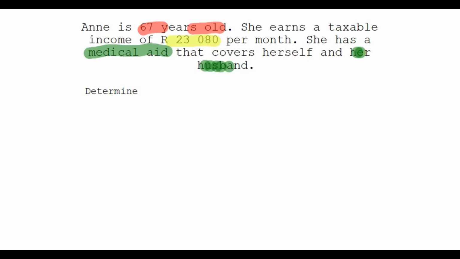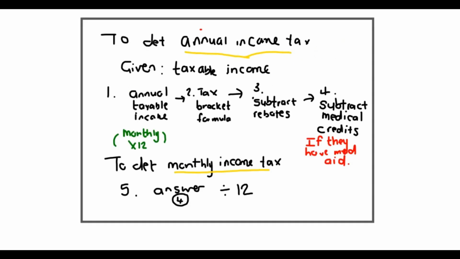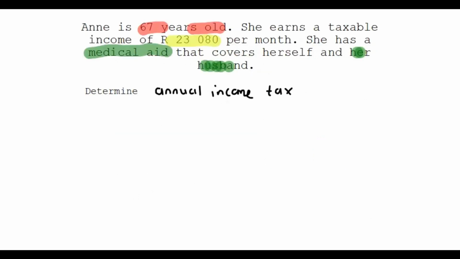So I want to write the question with you. The question here would be: determine Anne's annual income tax. So we want to know how much tax does Anne pay? Okay. Let me take you back to the steps just to refresh your memory. We need the annual taxable income first, then we do the tax bracket, the rebate, and medical credits. Okay, let's go for it.